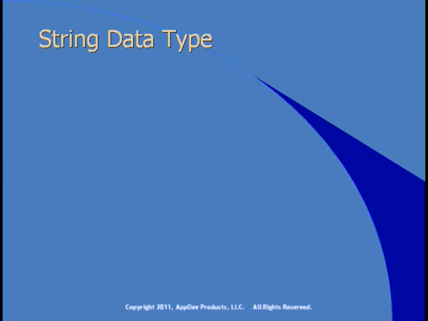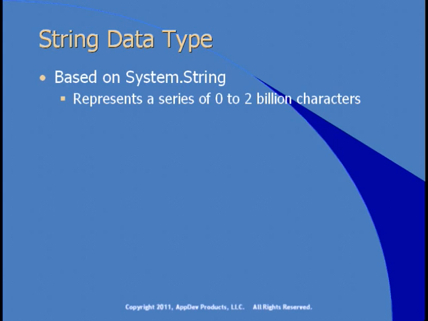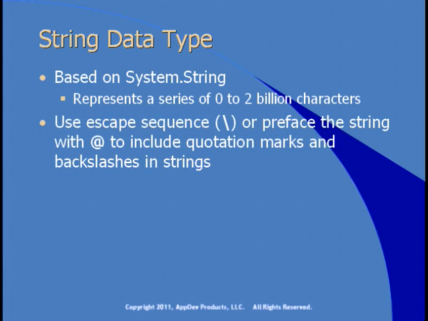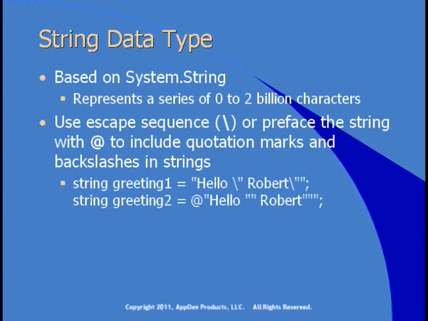The character data type holds a single character. The string data type is based on system.string and holds a series of characters, anywhere from none of them to 2 billion characters. That gives you the ability to store a lot of text in your string variables. If you want to include quotation marks or backslashes in your strings, then you want to use either an escape sequence or put an @ sign in front of the string. So in both of these examples, we want the string to include a quotation mark.